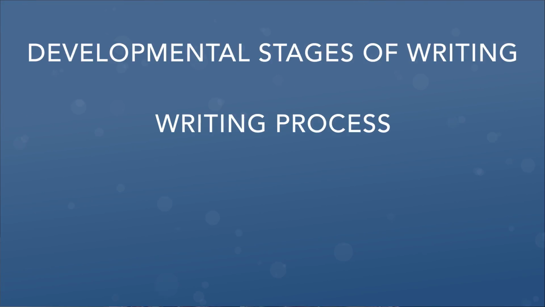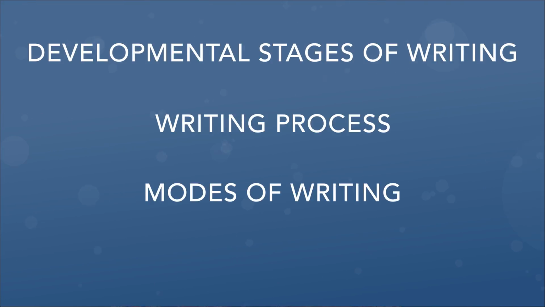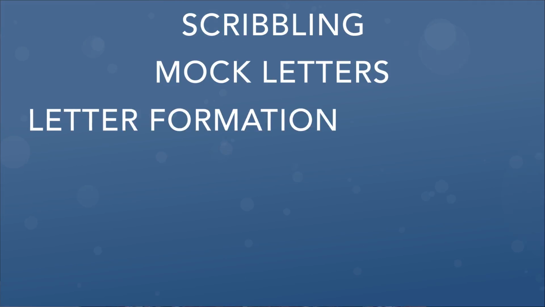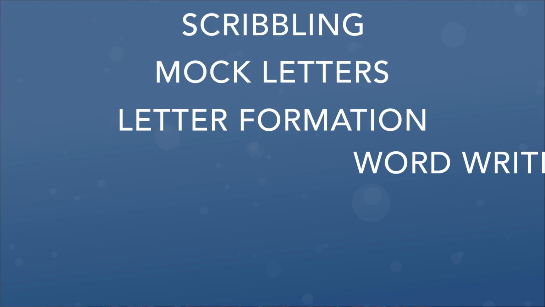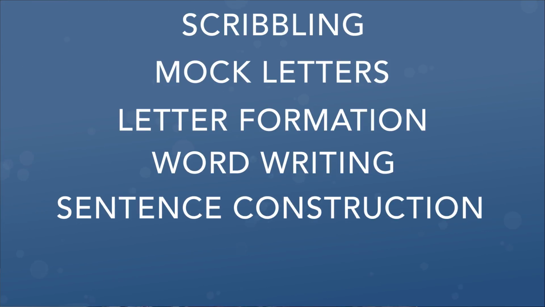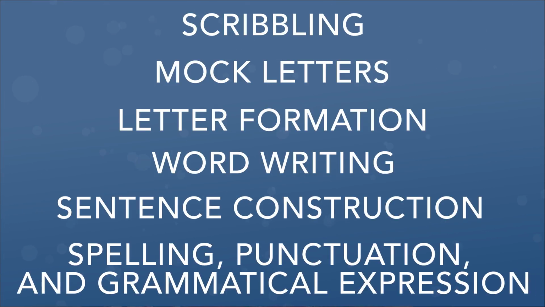And there are 4 big concepts in this section that you really need to know: the developmental stages of writing, the writing process, the modes of writing, and teaching strategies. Now, the first big concept is the developmental stages of the writing process. This really takes students from when they're hardly understanding how to write, they're just scribbling, to being fully formed writers. The stages of writing development are scribbling, then mock letters, then letter formation, then writing words, then constructing sentences, and then finally spelling, punctuation, and grammatical expression.